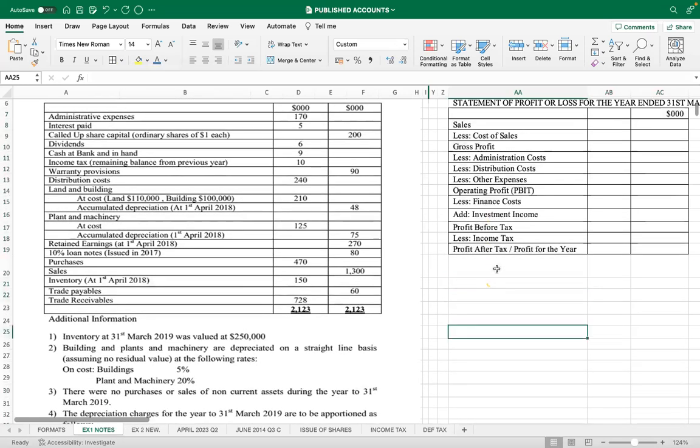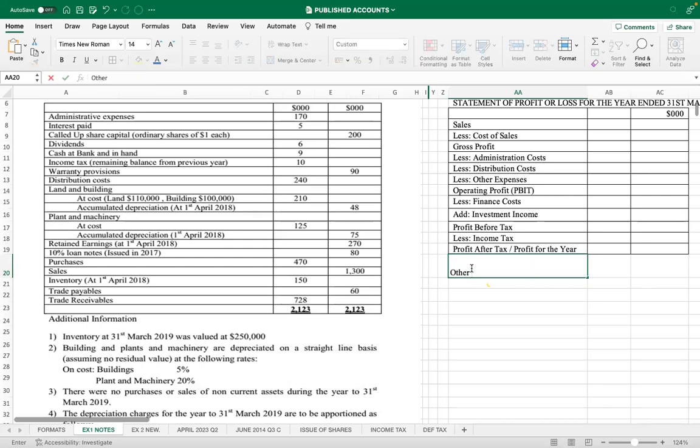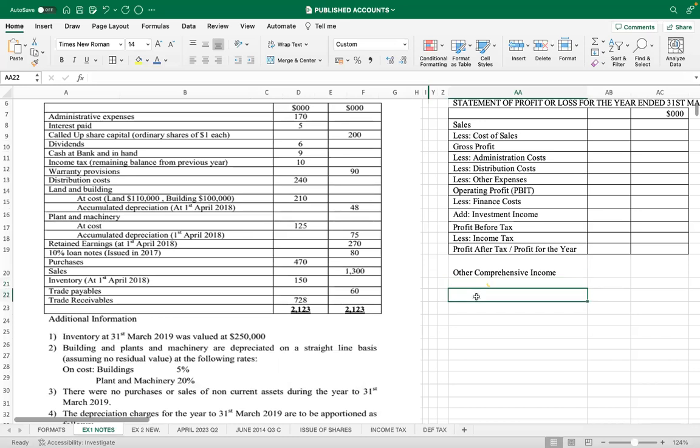Now get me right. If there was other comprehensive income, you account for it here. But in this question, we were not asked to account for other comprehensive income. So if there was other comprehensive income, you come and write there other comprehensive income. And then you come and list them. What are they? Revaluation surplus, revaluation deficit. If it's a deficit, you less. If it's a surplus, you add. And then you get total profit and other comprehensive income. Or you can call it profit for the year and other comprehensive income. But that is not what we were asked in this question.